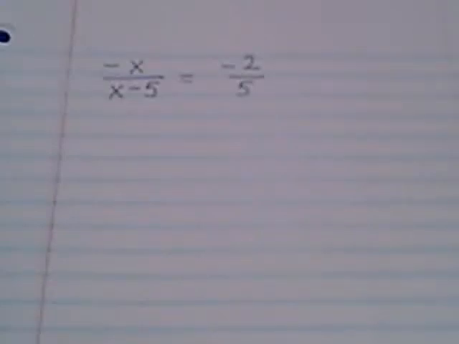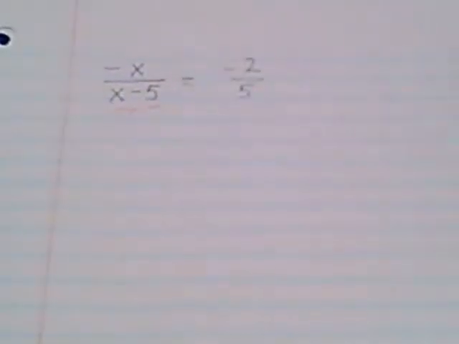Here's our next example. Negative x over x minus 5 equals negative 2/5. Before we get into solving this equation, there's something we need to notice about our denominator. This denominator right here, x minus 5.